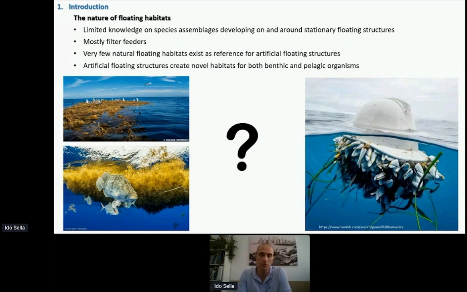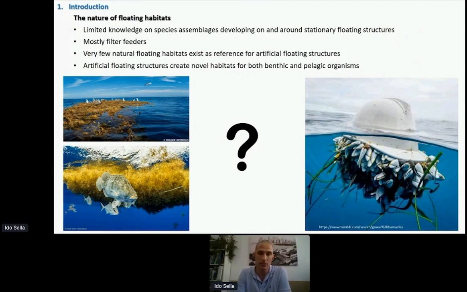And we address those and we're trying to find a comparable ecosystem so we can use it as a reference for that. And there are very limited natural habitats that can be comparable. We're talking about kelp forest, some algae that are anchored to the bottom and then floating to the surface, and of course floating units in the water that accumulate different organisms that are very specific to floating structures. All of them are mostly filter feeders.